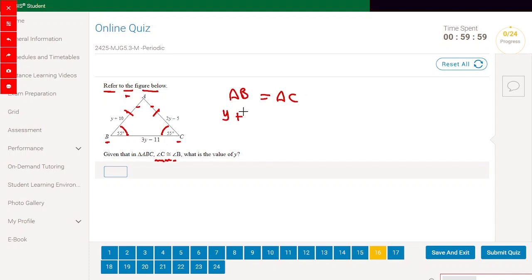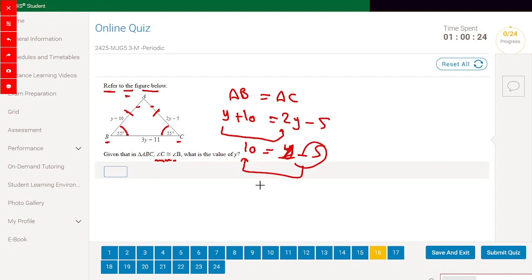AB is y plus 10 and AC is 2y minus 5. Okay, so let's move y here. So it will be 2y minus y. So y minus 5 will be equal to 10. Now let's put 5 on the other side as positive. So y equal to 15. So y will be equal to 15.